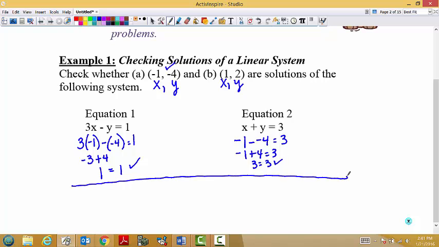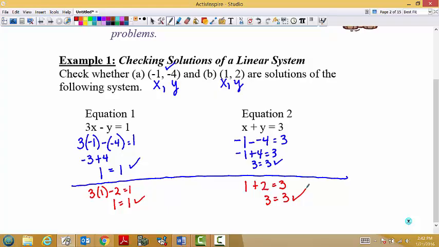Okay. Now I'll test 1, 2. So it'll be 3 times 1 minus 2. So 3 minus 2 is 1. It worked in that one. And 1 plus 2 is 3. It worked in that one. I did something wrong. It looks like they both work. But that usually doesn't happen unless I did something wrong.